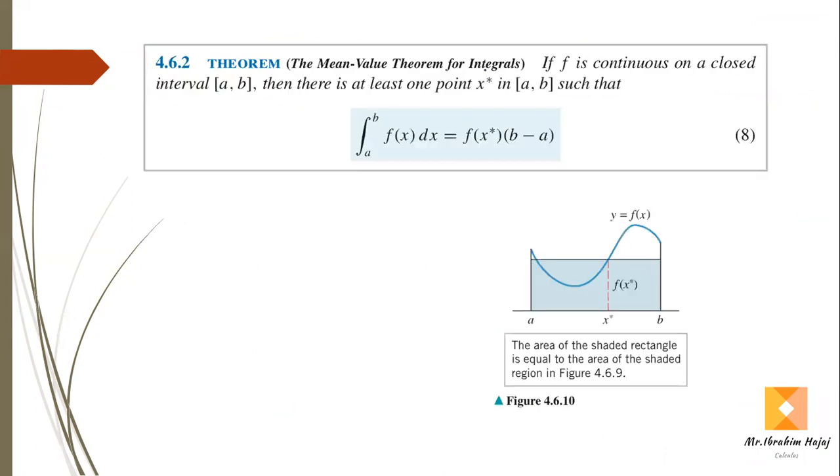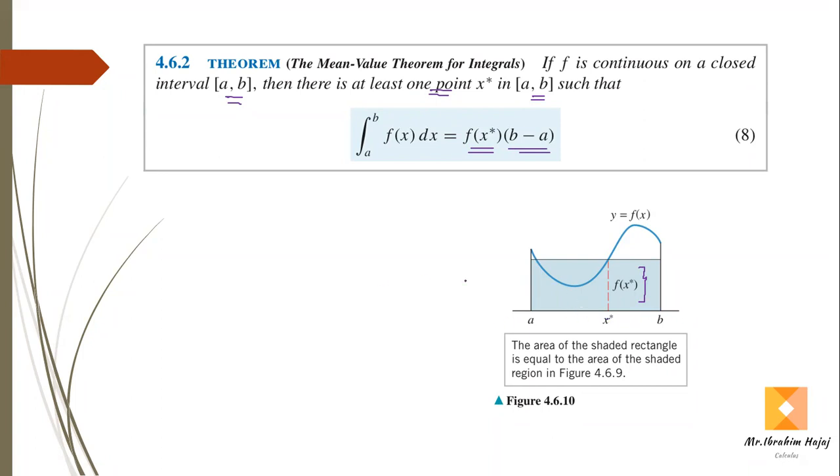So simply, the mean value theorem for integrals: if f is continuous on a closed interval a, b, then there is at least one point c or x star on the closed interval such that the definite integral, or the area under this curve from a to b of f of x dx, equals the height times the base. The height, which is f of x star or f of c or any value I can call it, multiplied by b minus a.